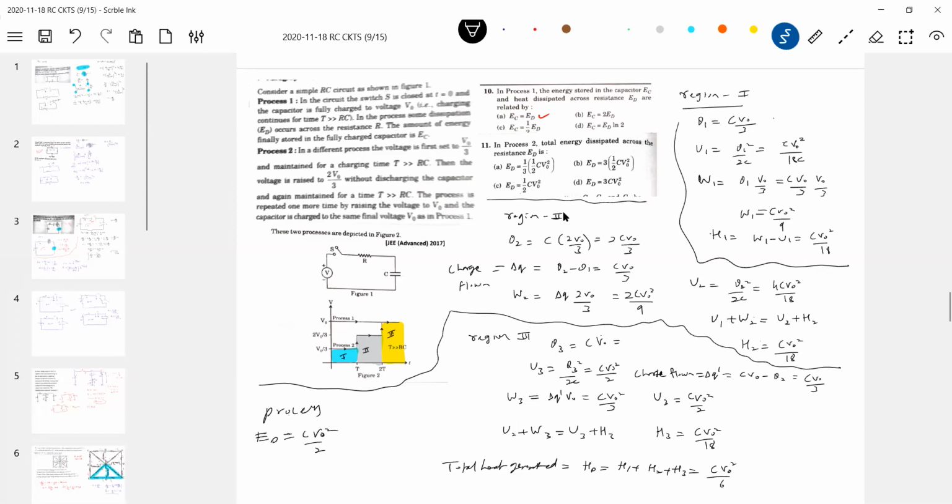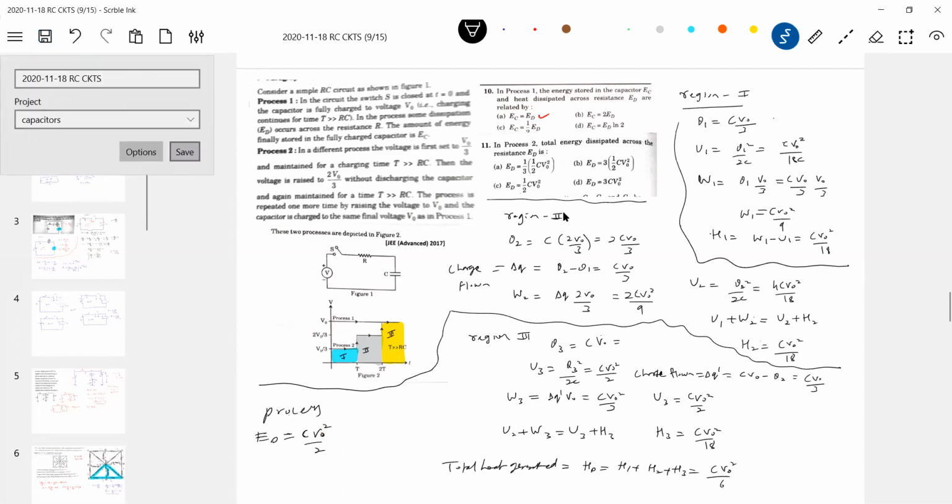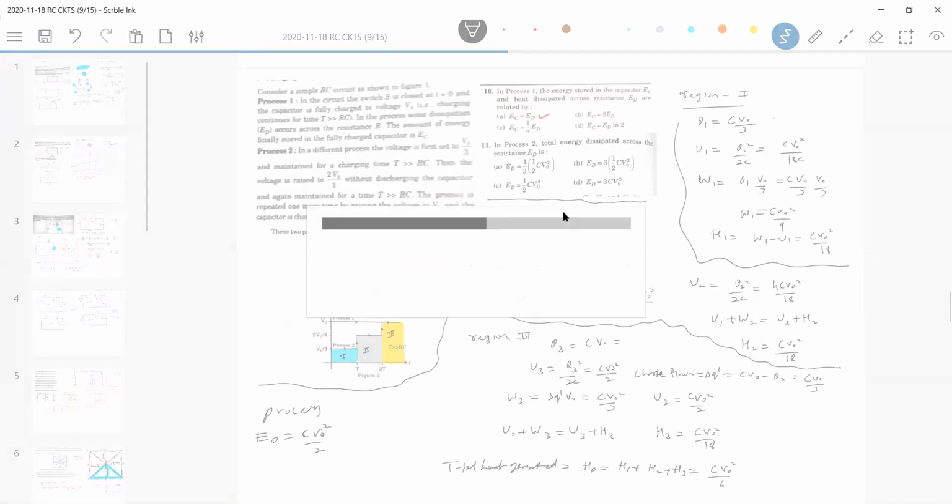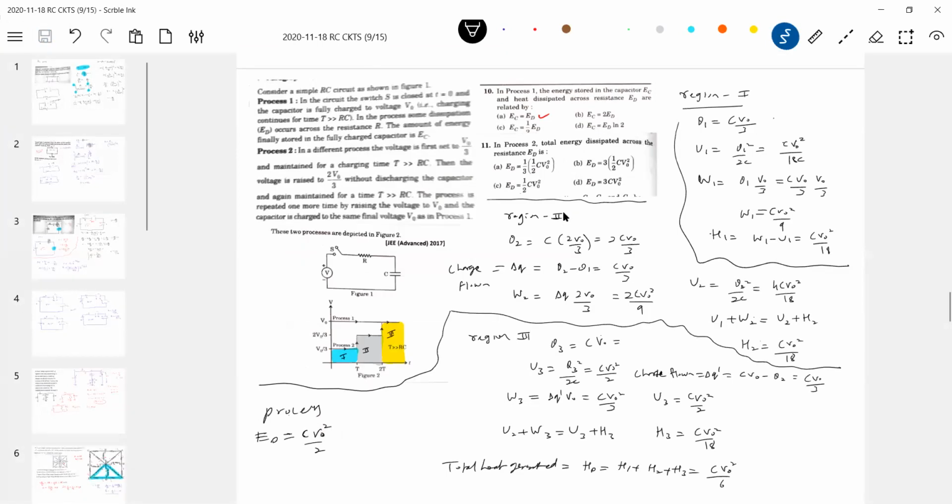In process 2, what happened? This is the heat, CV naught square by 6. It is less here, no? So how to save energy? These are the methods. I think in the exam, any method you apply is fine. It's not like a teacher, because I just wanted to explain things clearly. I had to think in this way as a teacher. In exams, it's left to you. You analyze and get the answer. Okay, you can do that.